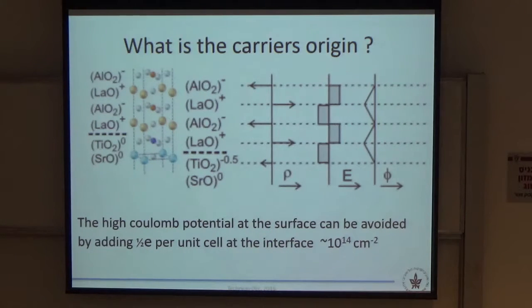Okay, so if LAO is so polar, why isn't a piece of lanthanum aluminate polar by itself? The answer is no, of course, because it reconstructs. If you take a piece of lanthanum aluminate, it immediately reconstructs; you cannot make a smooth polar surface. But here you force it to grow on the strontium titanate, and this way you can hold this polarization.